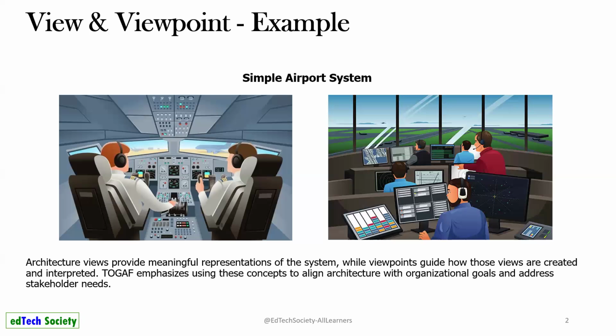So you can think, in this simple airport system, the pilot and the co-pilot on the left hand side are one group of stakeholders, and on the other hand, the airport traffic controllers are the other group of stakeholders. Now both of them have different viewpoints because they are looking from different perspectives or different needs.